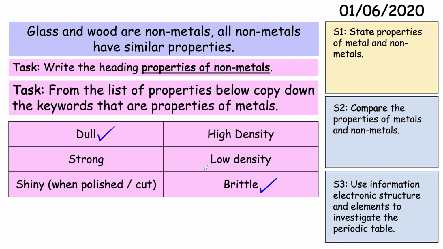If you pick up a glass, it's quite light and it will generally float on water. If you took a bar of gold, it would be heavy and it would sink to the bottom of water. So we say that non-metals have a low density. Everything else is not a property of a non-metal.